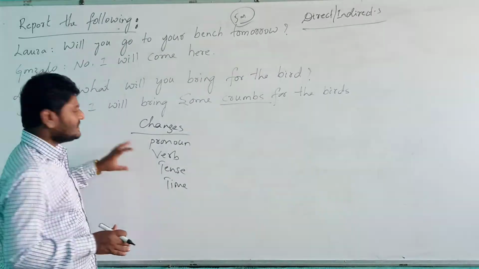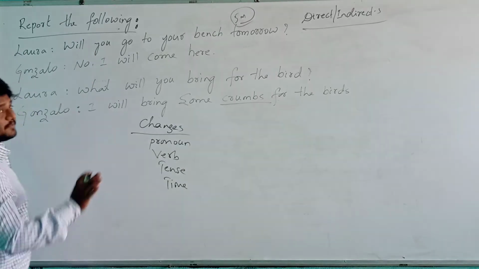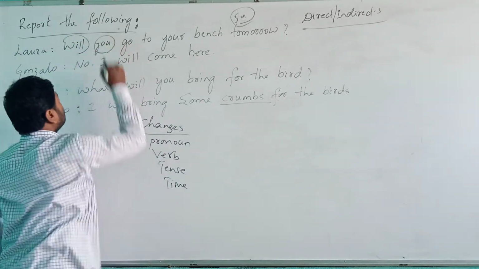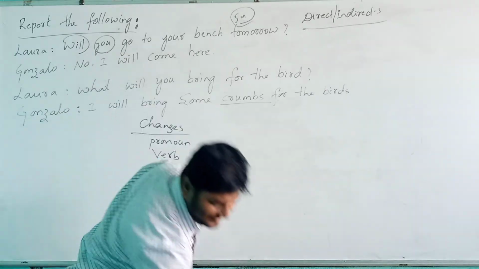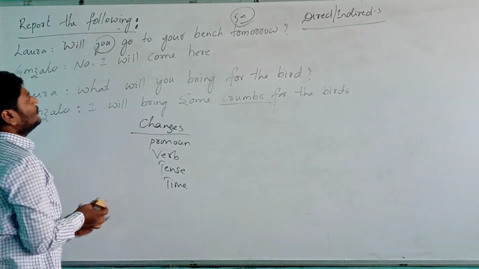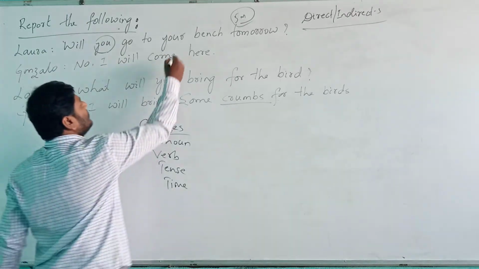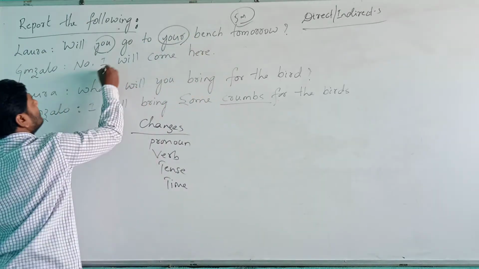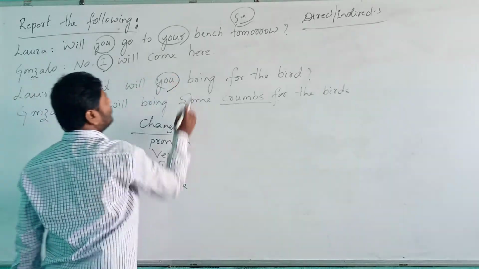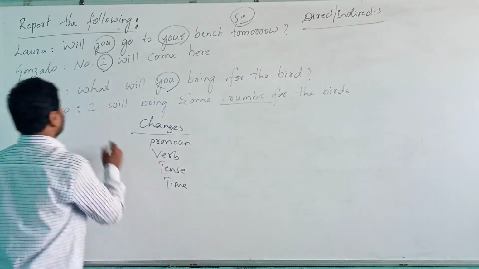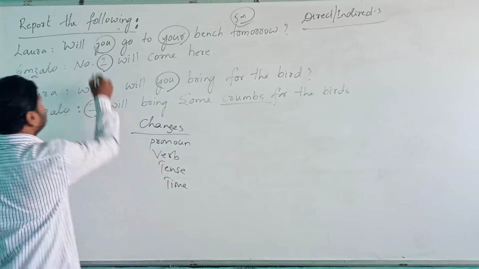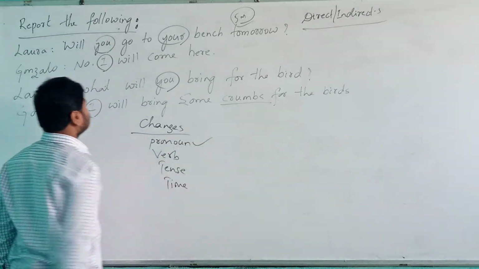Right now we see the first one, pronoun. What are the pronoun forms we have to change here? Will is not a pronoun. You is a pronoun form, your is a pronoun, I is a pronoun, and then you, and I again. So these words are pronoun forms.